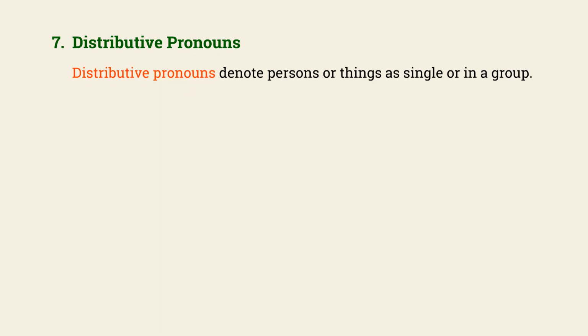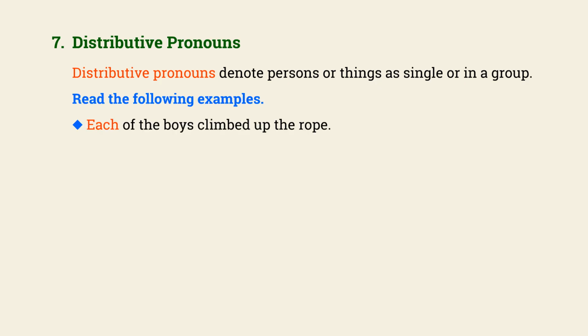Distributive pronouns. Distributive pronouns denote persons or things as single or in a group. Read the following examples. Each of the boys climbed up the rope. Everyone should be polite and gentle.